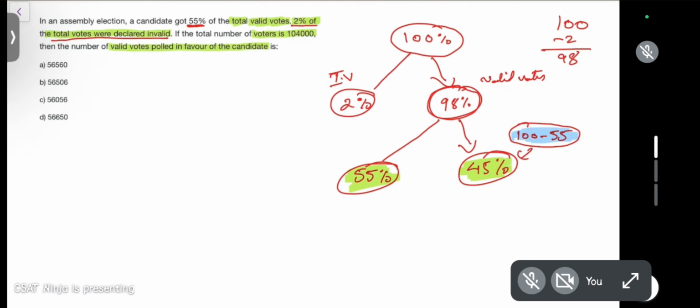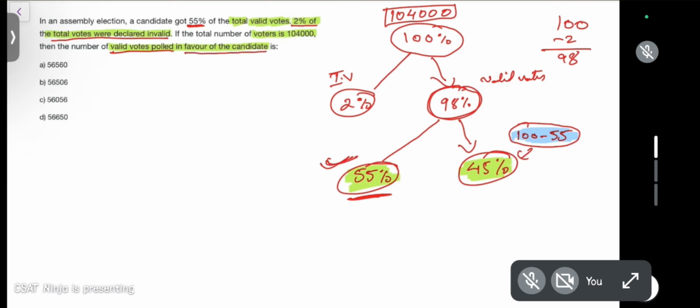Now, what is given? The total votes is 104123. This is the total number of votes. And we are asked to find the number of valid votes polled in favor of the candidate. That means we are asked to find 55% of that in favor of the candidate.